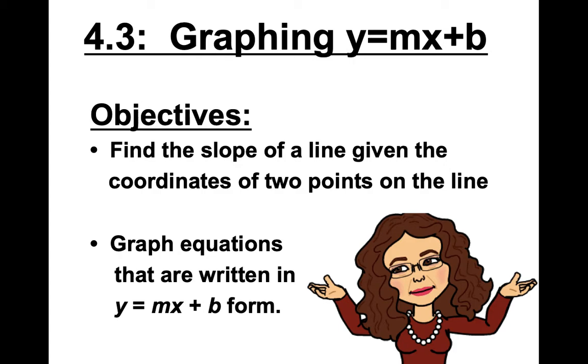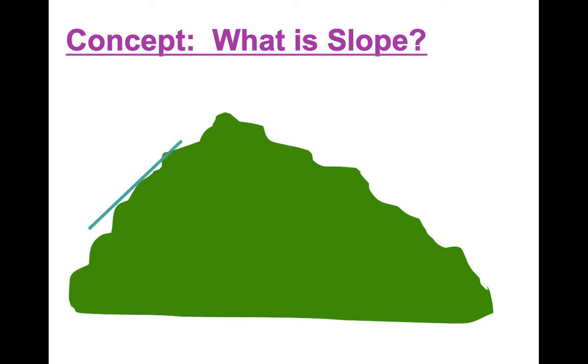So this lesson is on graphing equations in which we will find the slope and the y-intercept. The objectives are to find the slope of a line given the coordinates of 2 points on the line. Then we're going to graph the equations that are written in the standard slope-intercept form, which is y equals mx plus b. So what is slope?